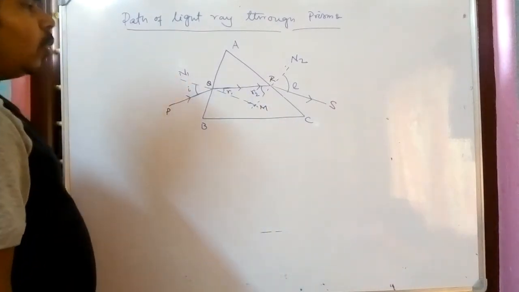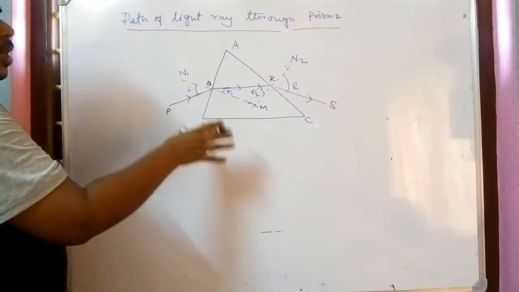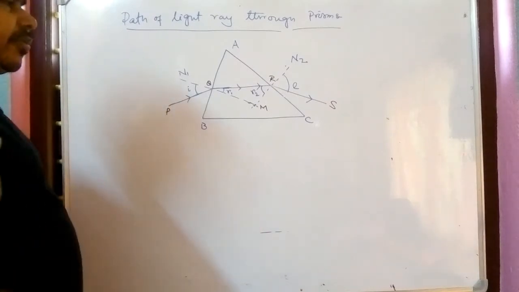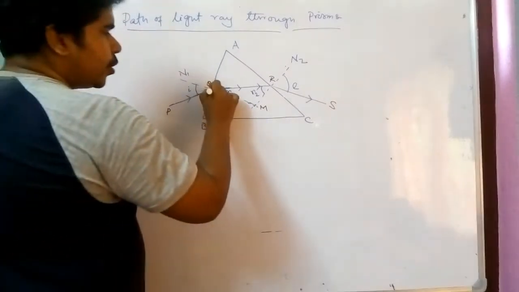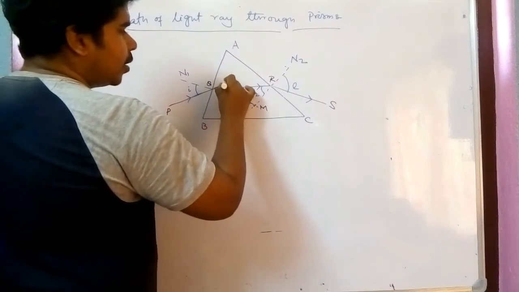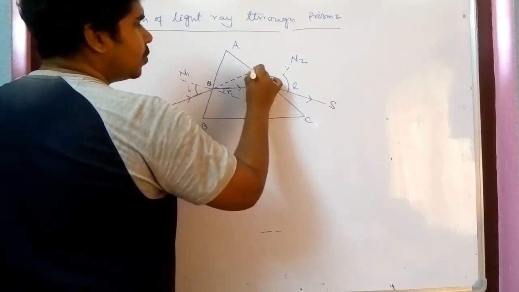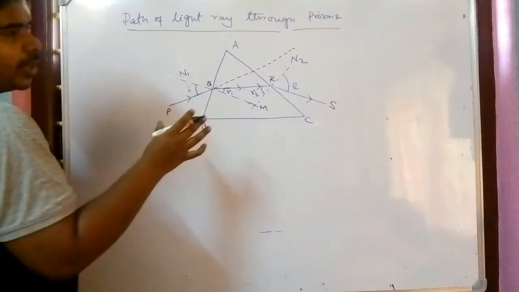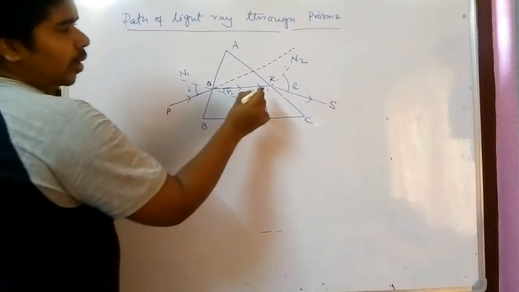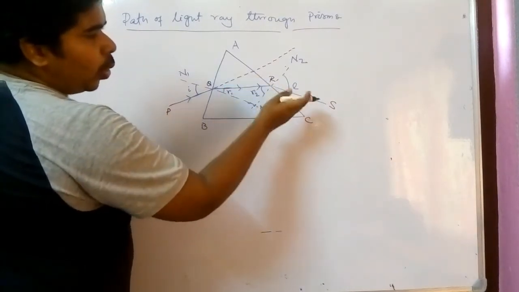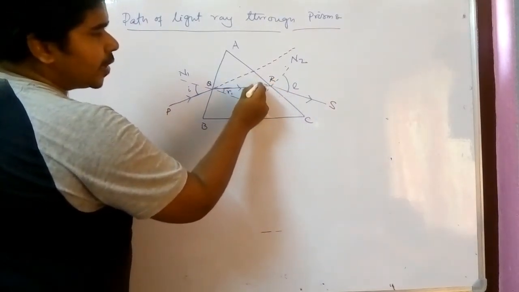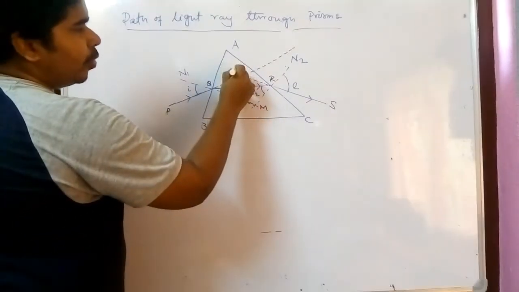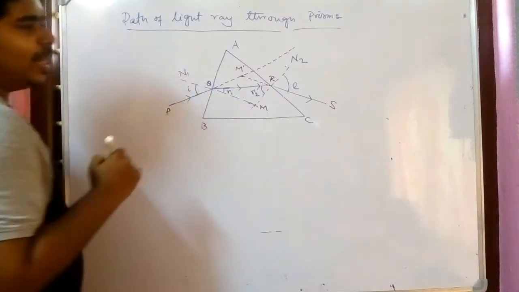Okay, now the question is that if there is no prism in front of the path of the light ray PQ, then the light ray should travel in this path in a straight line. In a simple straight line the light ray should go, but due to the presence of the prism, the light ray changes its path and goes to RS. So if I extend RS, they will meet here. That point we will give the name M dash.